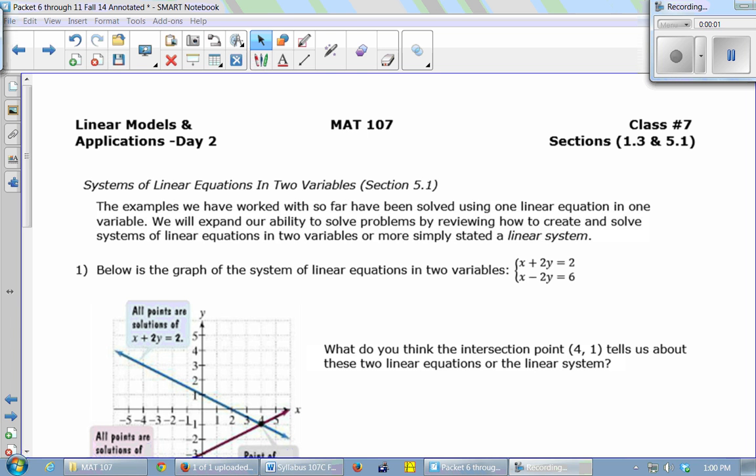Okay, so last class we started solving application problems, modeling problems, and I know that this can be a really tricky topic. It can take a lot of practice and a lot of guidance before you really have a handle on how to solve these problems. So we're going to spend a whole other class on this.